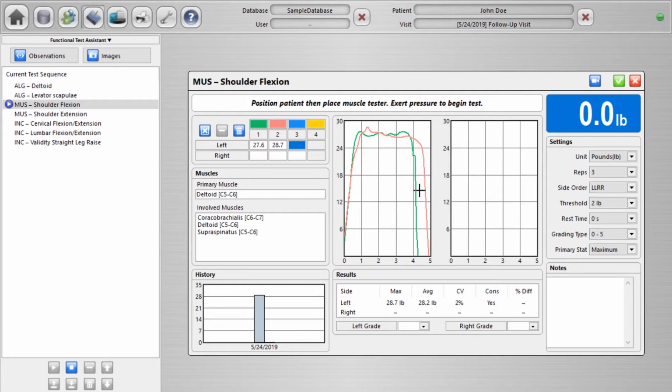So we're going to go ahead and do our third and final repetition for that left-hand side. Tell the patient to push, push, push, push, and relax.